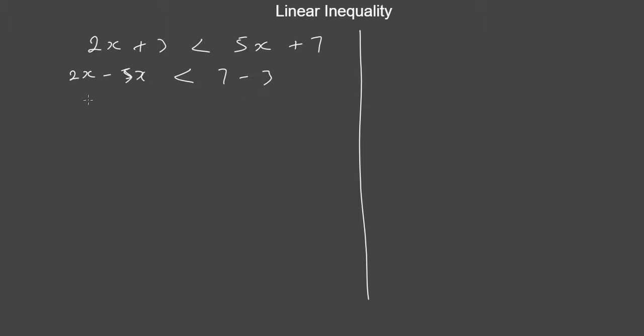Then what do you do? You solve for both sides. 2x minus 5x, that's minus 3x, less than 7 minus 3, that gives you 4. So what's the next phase? The next phase is to divide both sides by minus 3. And because you are dividing both sides by a negative number, you must flip the sign from less than to greater than. Then you divide both sides by minus 3. And now you cancel this, and x is greater than minus 4 over 3. So this is the answer to this question.